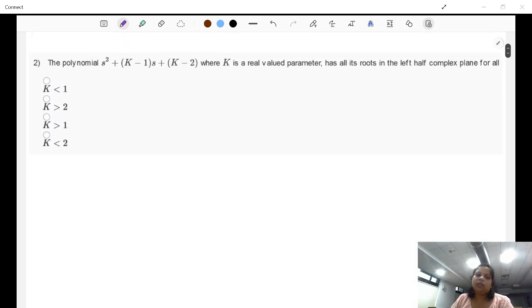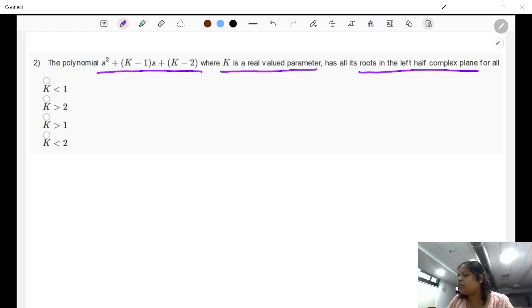So the second question is similar. This is a polynomial which is given to you, where k is a real valued parameter, has all its poles in the left half of the S plane. As we said, the coefficients of all these terms should be of the same sign and should be non-zero. So definitely for s square, s to the power 1 and s to the power 0, for all of them we have non-zero coefficients, that is true.